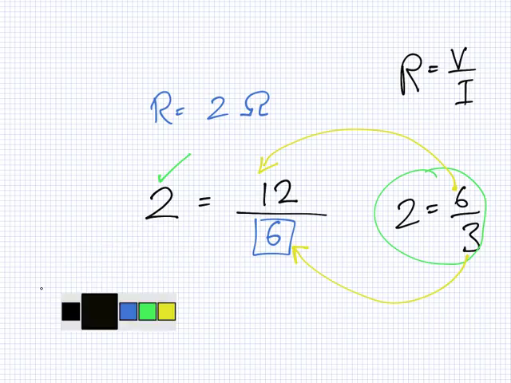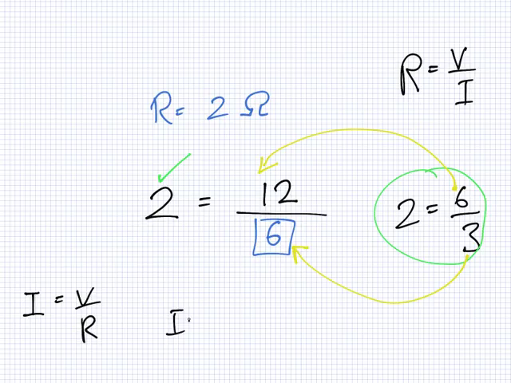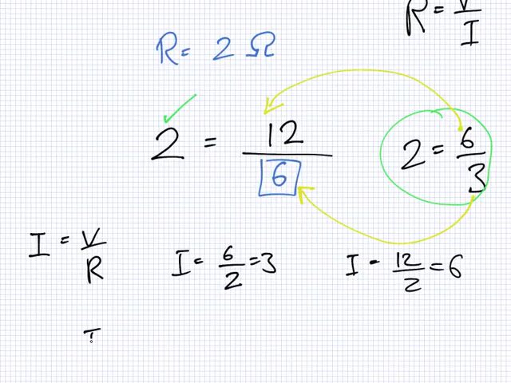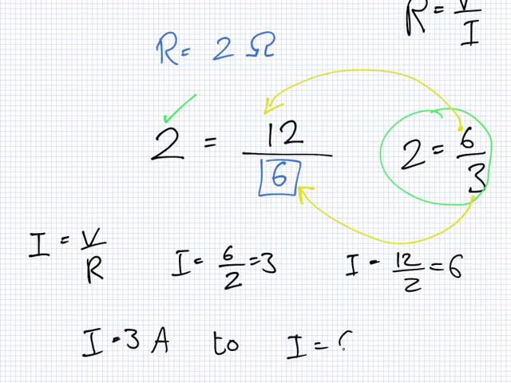You can think about it like this. I equals V over R. So in the first case, I was 6 over 2, which is 3. And in the second case, I will be 12 over 2, which is 6. So the answer is clearly that I goes from 3 amps to 6 amps.